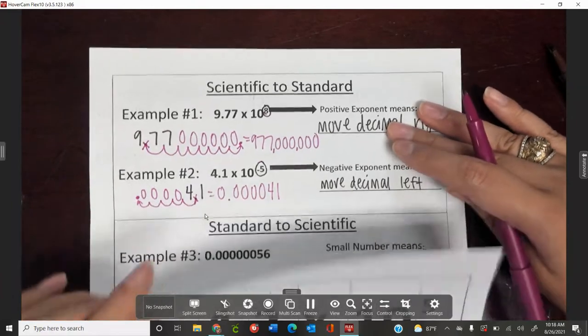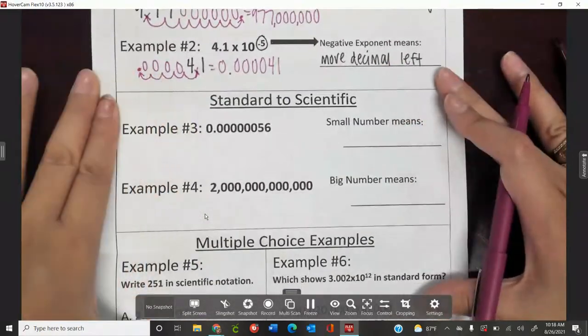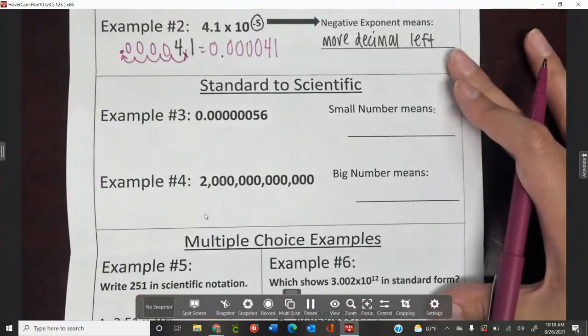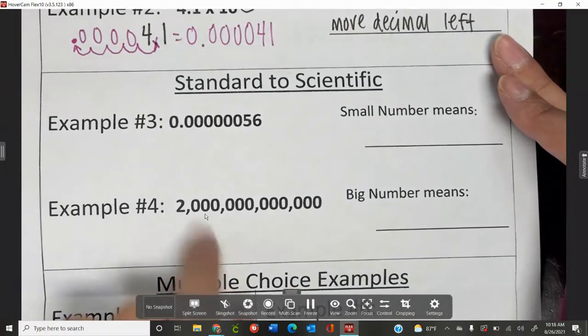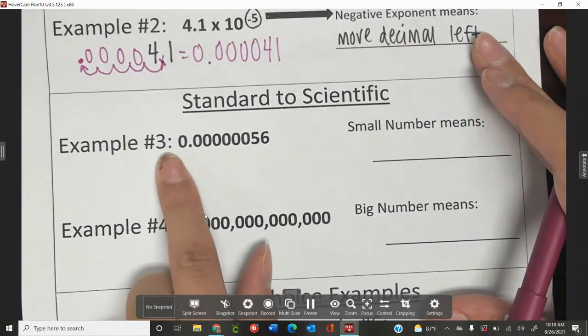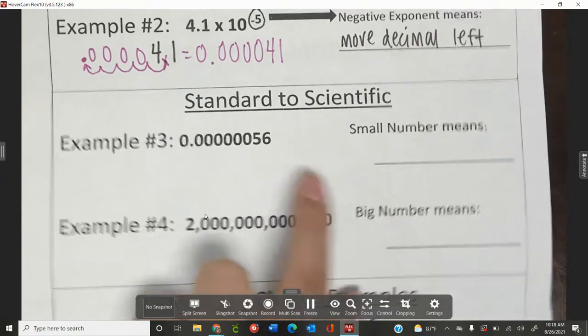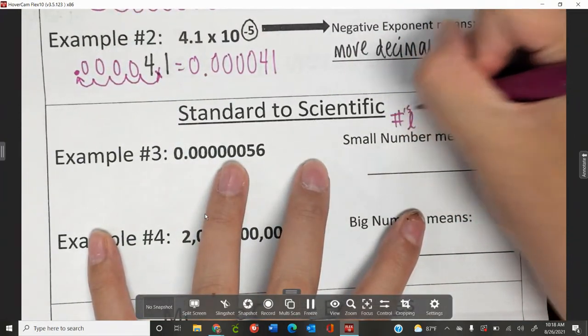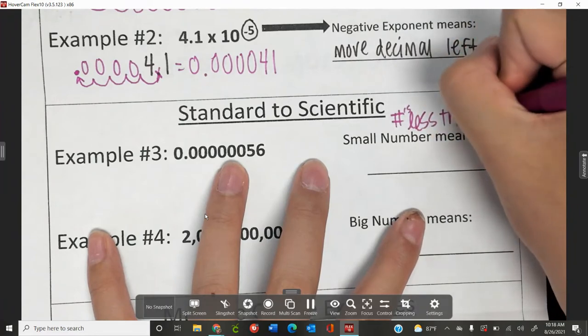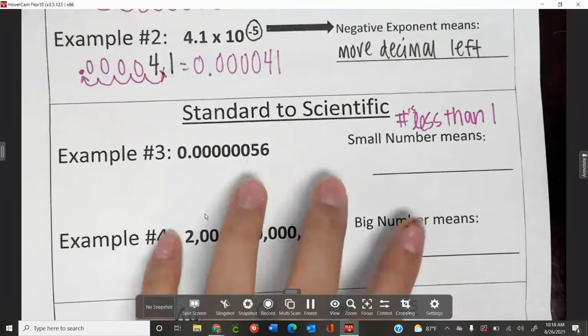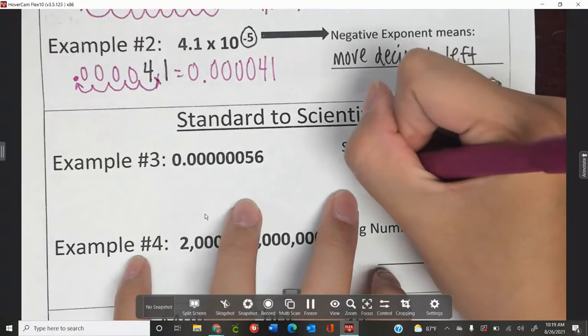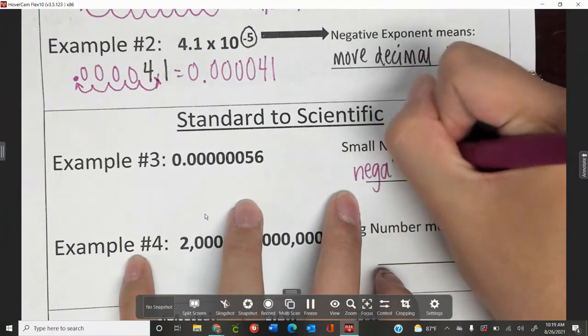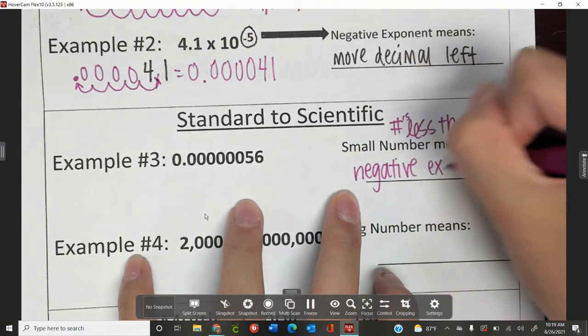Now we're going to open this next flap up, and we're going to look at standard to scientific. So example 3, I have a number that is very small. Small numbers are numbers that are less than 1. So if you have a small number, this means you have a negative exponent.